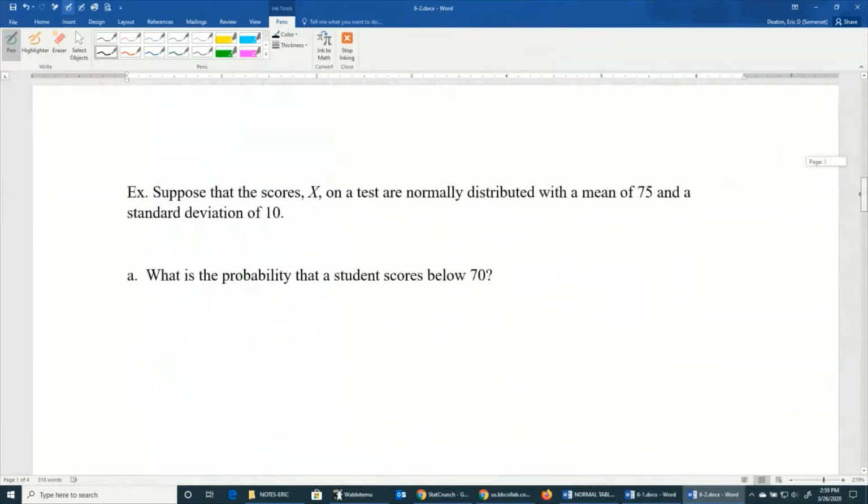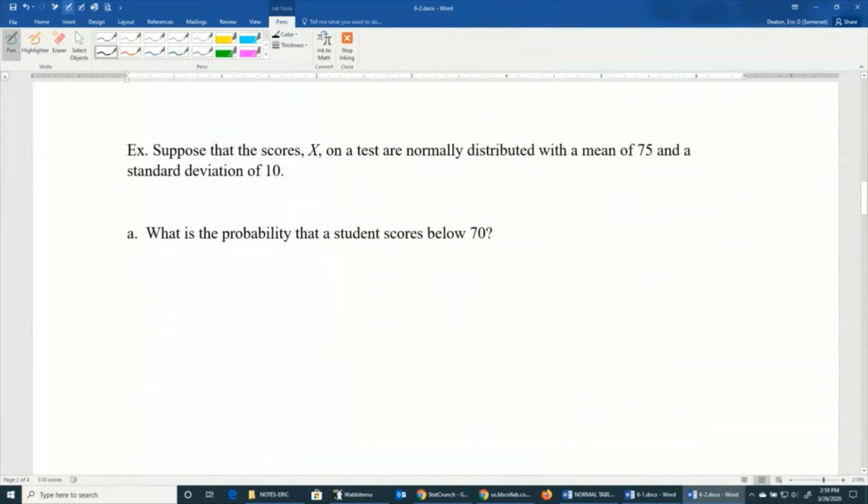Now here's some real life examples. Suppose that the scores on the test are normally distributed with a mean of 75 and a standard deviation of 10. What's the probability that the student scores below 70? So if I use the x notation, it's like that. However, I'm going to convert that to a z.